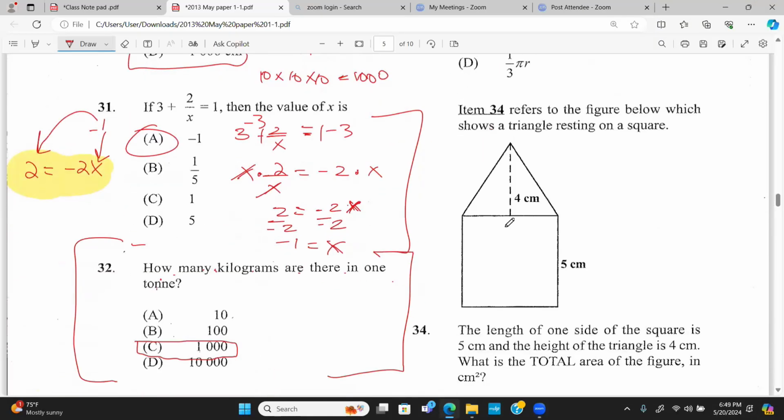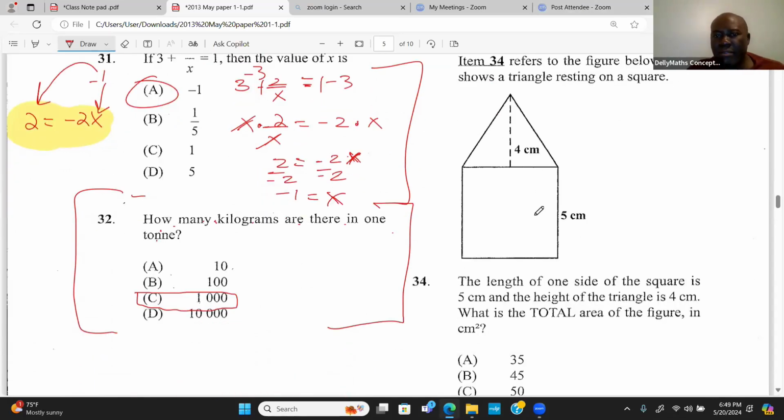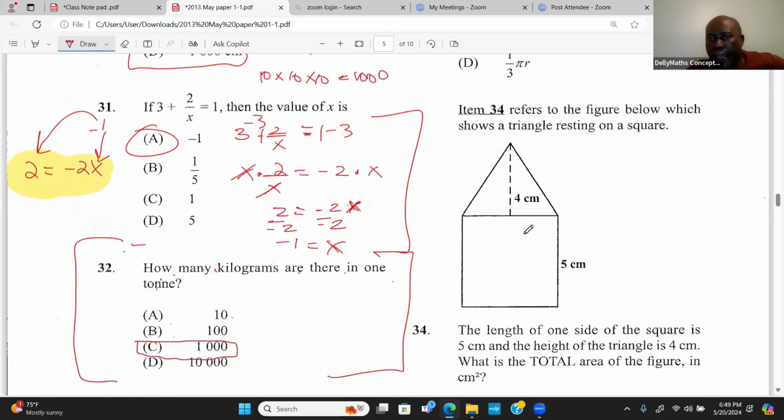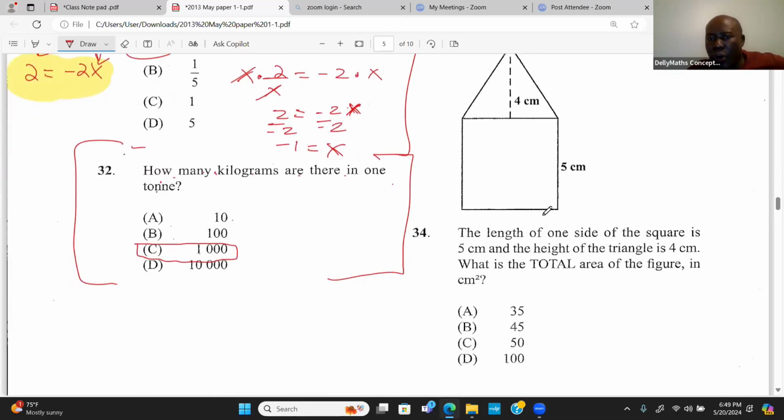Yes, sir. Item 34. We're looking at a square and we're looking at a triangle. Measurements are given and stuff like that. All right. So it says here the length of one side of the square is given as 5, the height. So the 4 is height right here. All right. So they want the total area. And remember, this is a square, so all the sides are the same.